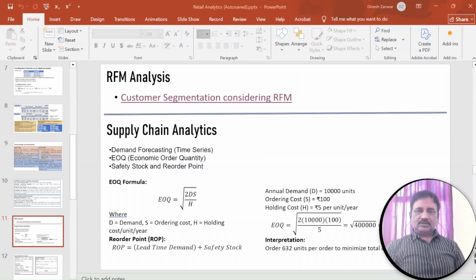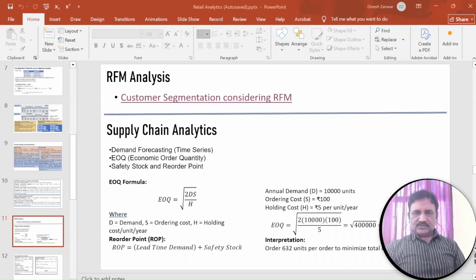Economic order quantity is the quantity to be ordered per order so that the total cost, which comprises ordering cost and holding cost, is minimum. After some mathematical treatment, we get economic order quantity as the square root of 2DS by H, where D stands for annual demand or demand for a particular period, S is ordering cost, and H is holding cost per unit per year.